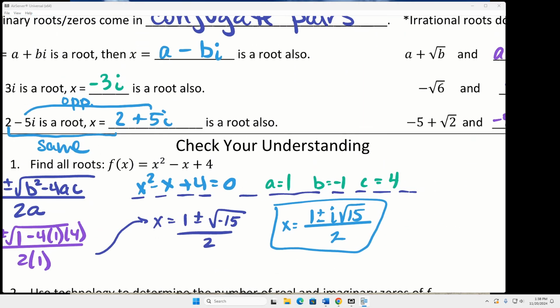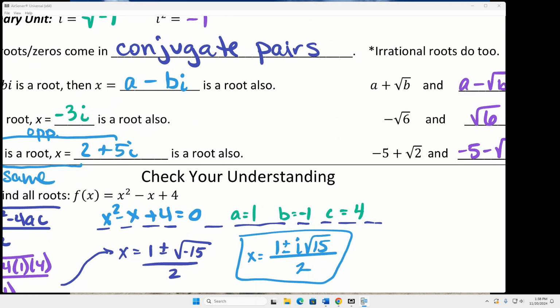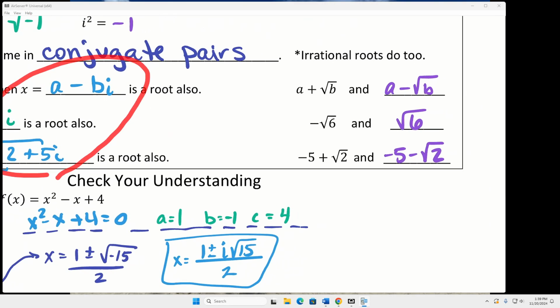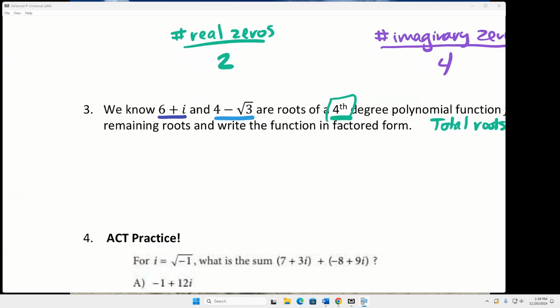So we're going back to this whole idea of conjugate. So all this stuff we did right here and right here, that's what we're going to use now. Okay, so if 6 plus i is a root, what else is a root? You knew this a second ago. 6 minus i. So same real part, opposite imaginary part. All right, and then if 4 minus the square root of 3 is a root, what else is? Thank you. All right, so those are the remaining roots.